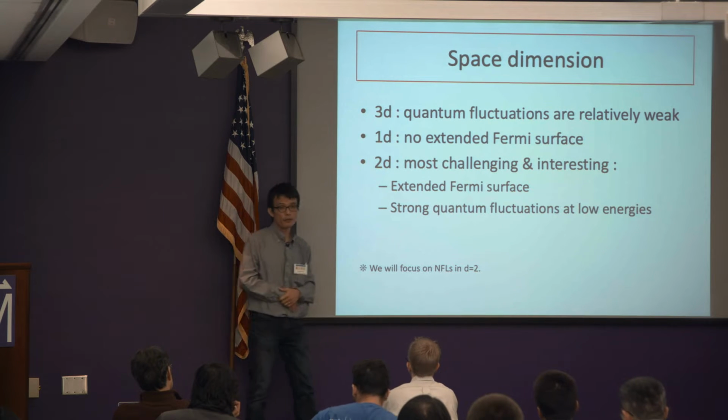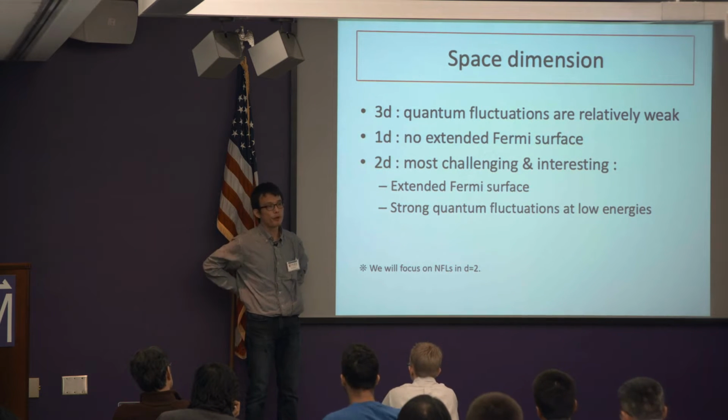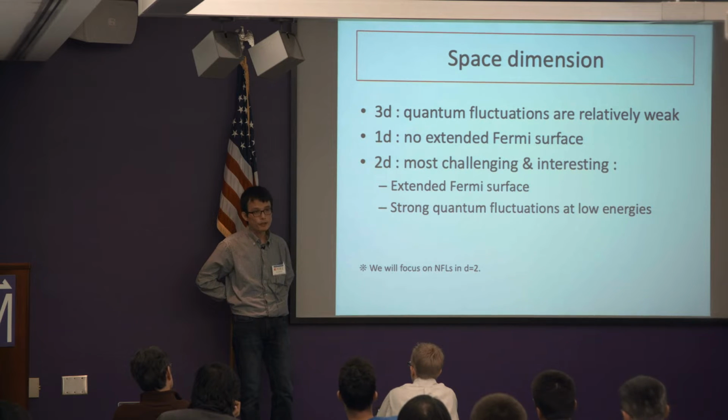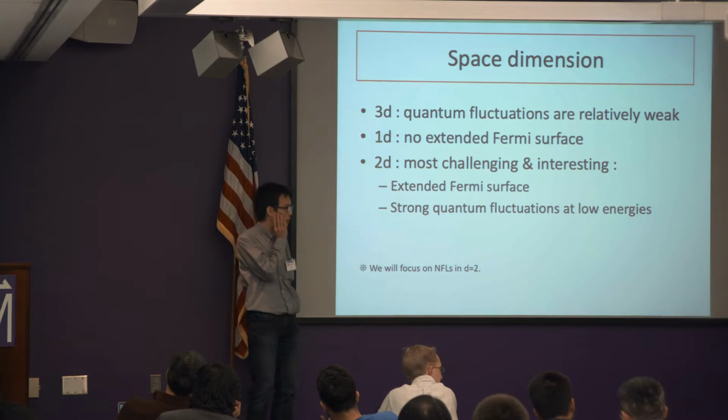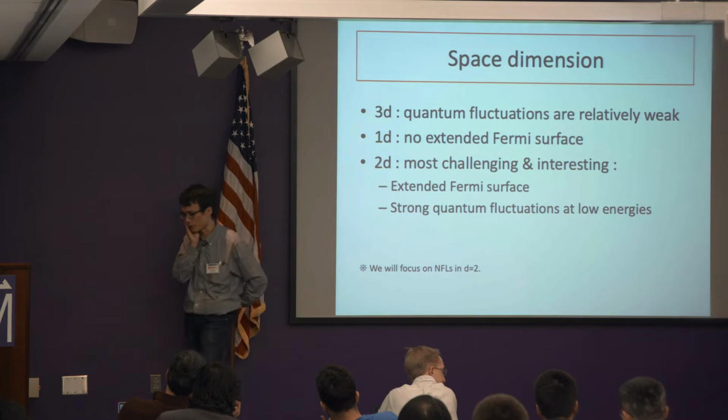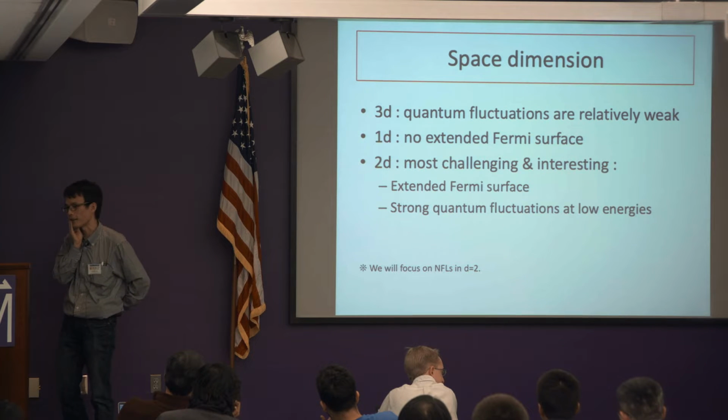So for this reason, 2 space dimension is perhaps the most interesting dimension. It's low enough that quantum fluctuation becomes very strong in the IR, but it's high enough that it supports infinitely many gapless modes in the low energy. So therefore, we will mainly focus on two space dimension in this lecture.